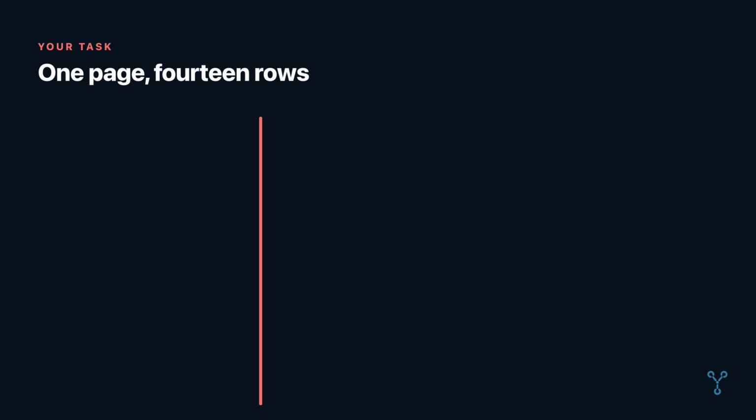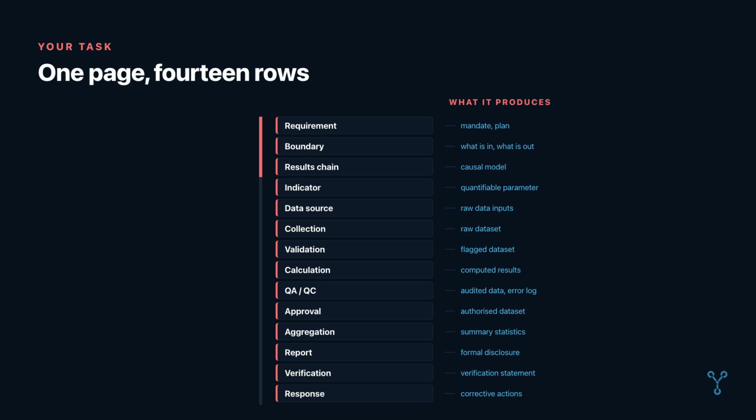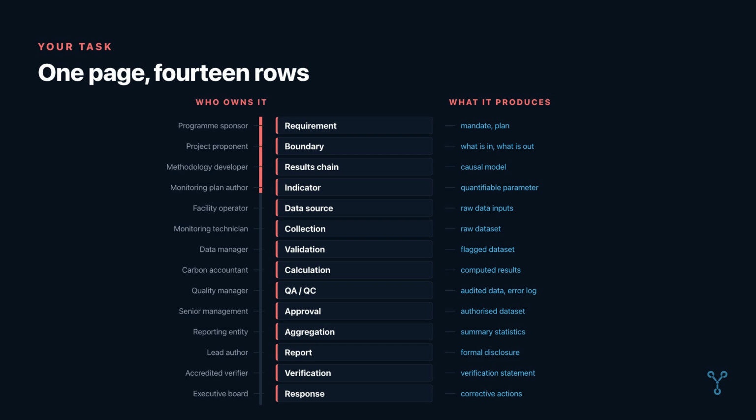For your chosen project or compliance scenario, produce a single-page MRV backbone map. This artifact must list each of the 14 components, from requirement to management response. For each component, state exactly what it produces. Also name the specific role or organization that owns it. This map will help you see the whole system on one page.